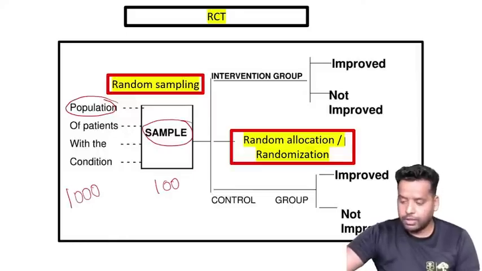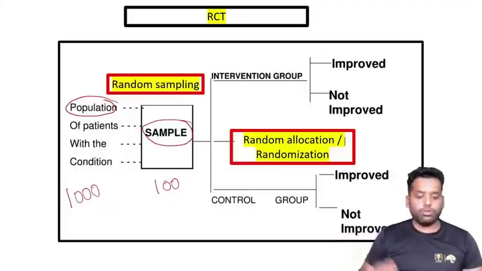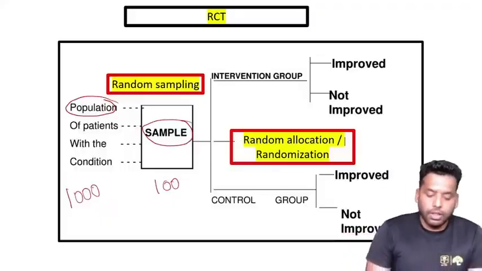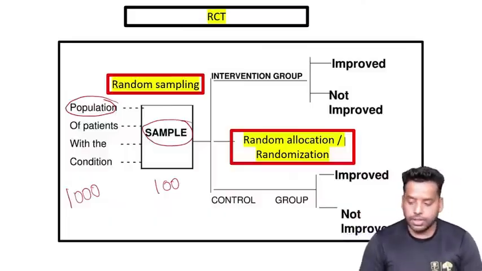100 patients are selected for the study. Now tell me, what is this first step called? Out of 1000 patients, 100 patients are randomly selected for the study. What is this first step called?